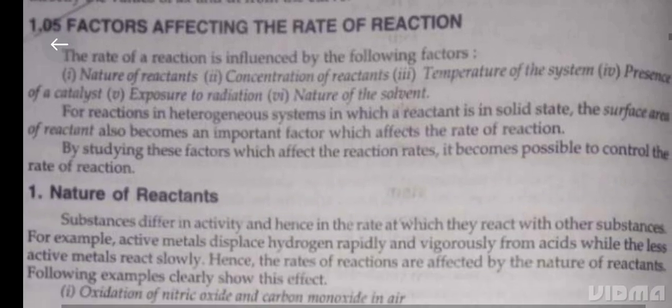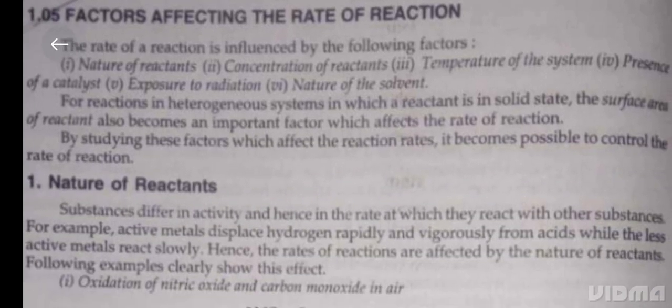Factors affecting the rate of reaction. The rate of a reaction is influenced by the following factors: nature of reactants, concentration of reactants, temperature of the system, presence of a catalyst, exposure to radiation, and nature of the solvent. For reactions in a heterogeneous system in which a reactant is in solid state, the surface area of the reactant also becomes an important factor which affects the rate of reaction. By studying these factors, it becomes possible to control the rate of reaction.